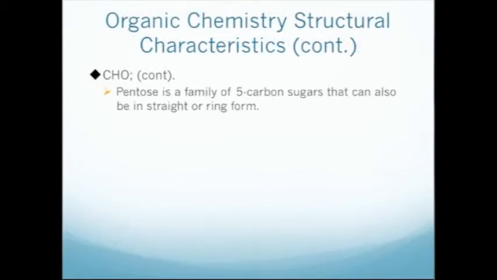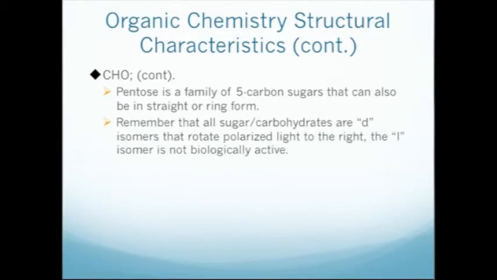Pentose is a family of 5 carbon sugars that can also be in straight or ring form. Remember that all sugar carbohydrates are D isomers that rotate polarized light to the right. The L isomer sugars are not biologically active. Amino acids come in the L form, and any D form amino acids, again, would not be biologically active.